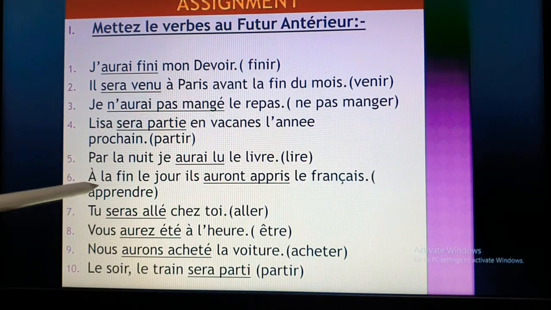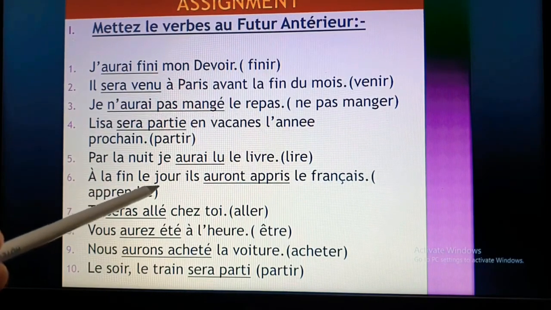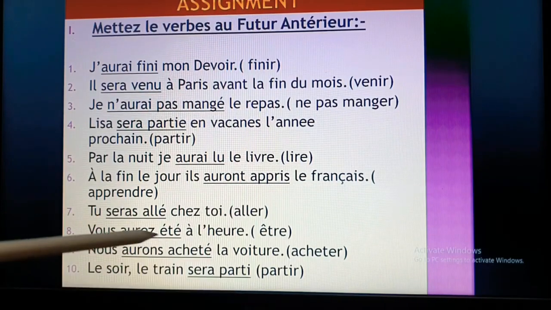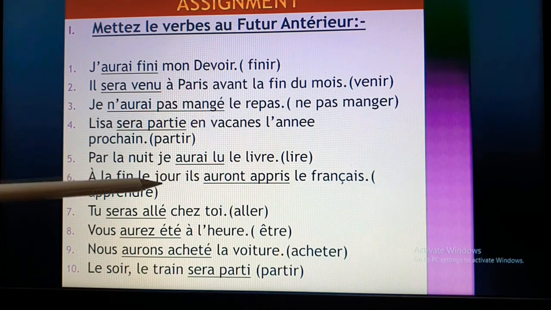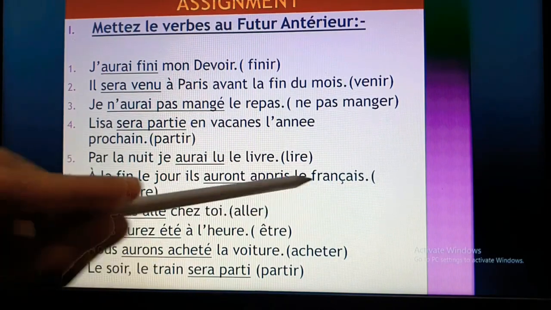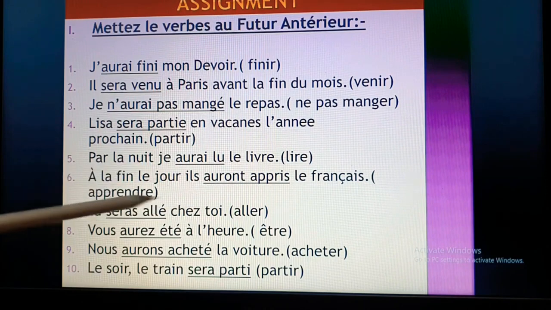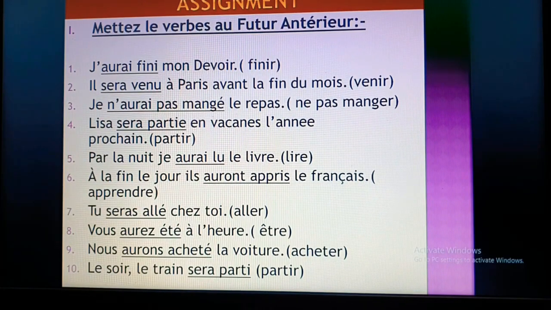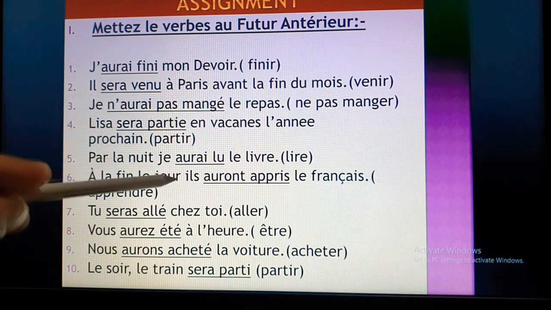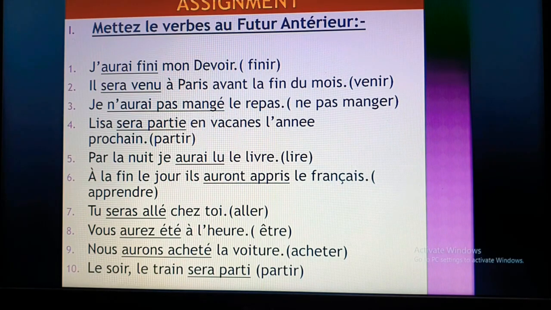Good. À la fin du jour, ils dash le français. The verb is apprendre. So at the end of the day, they will have learned the French. So auront. Apprendre, learning the French, is an object movement verb, not subject movement, because the knowledge has been gained. So with avoir, conjugated in futur simple according to the subject, ils plural, that is auront, and apprendre will be in past participle.